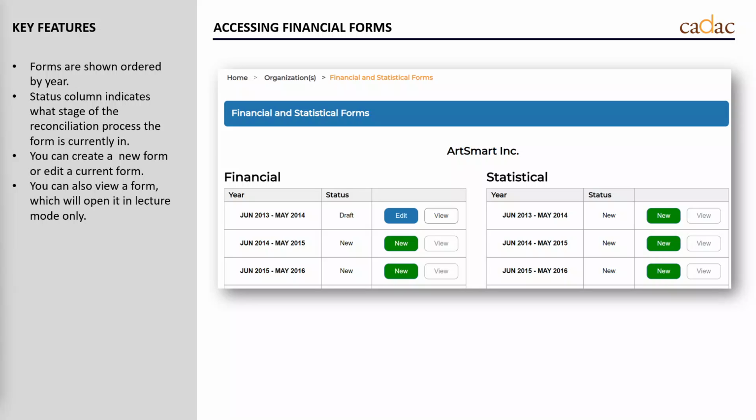The status column indicates what stage of the reconciliation process the form is currently in, so you can create a new one. For a new year, you create a new form. You can also edit one, so you have started entering data, but you are not done with it, so you just save it and it becomes a draft. And then you can also view a form, so you will only be seeing it in read-only mode, meaning you cannot edit anything in the document, you can just see it.